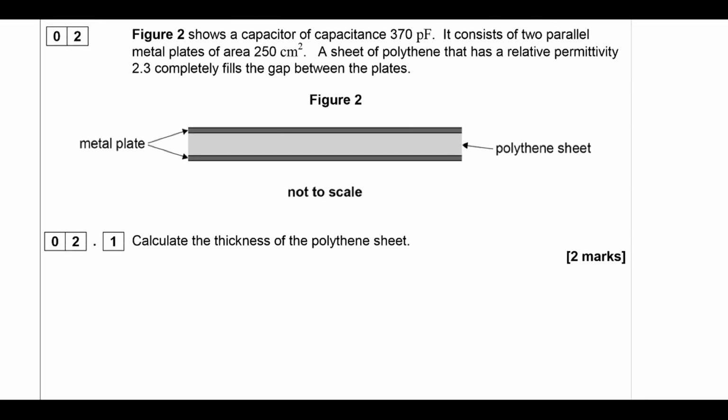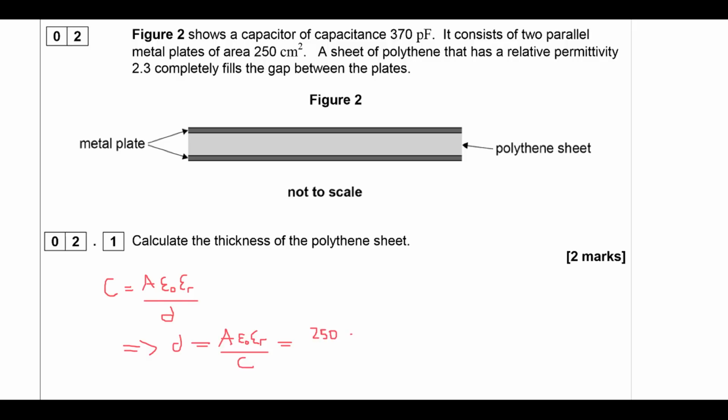We've got an equation relating these two things. This is your equation to calculate capacitance. We want the thickness of the sheet, effectively the plate separation. So what we're going to do is the area times the various permittivities and divide that by the capacitance.